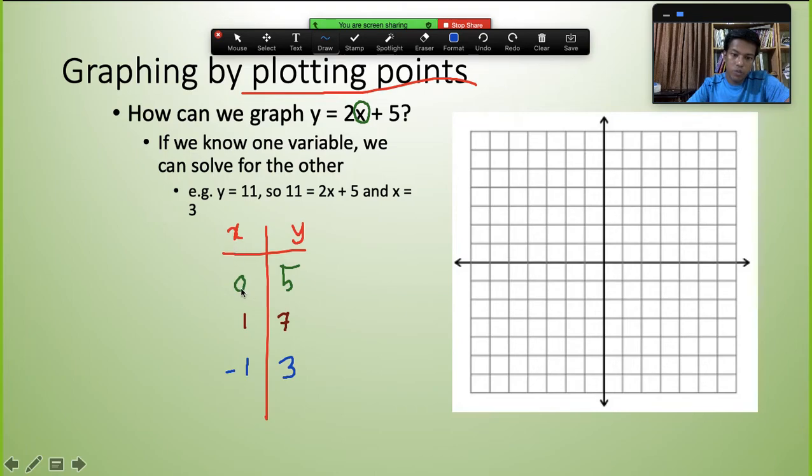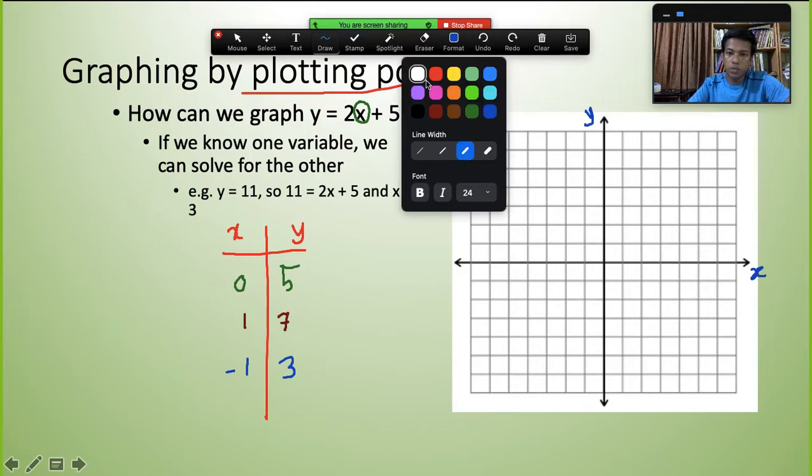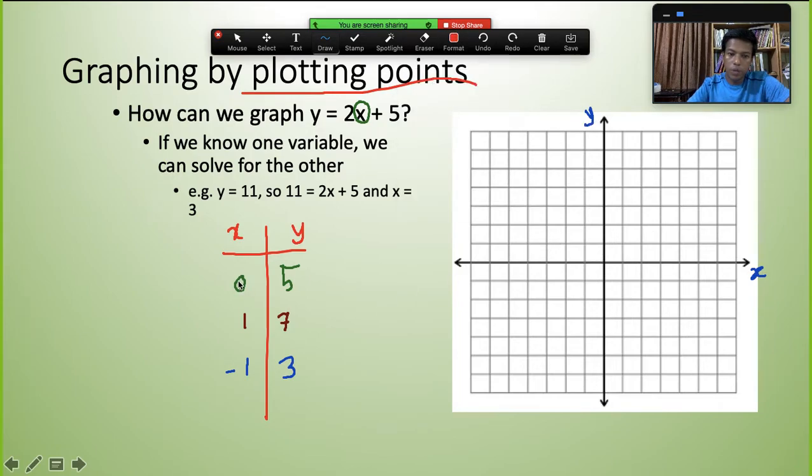So x equals 0. When x equals 0, y equals 5. So this is our x-axis. Always mention which one is x, which one is y. This is x and this is y. Let's use red color for plotting. When x equals 0, y equals 5. So x equals 0 is here. Then 1, 2, 3, 4, 5. So 5 is here. This is the point.